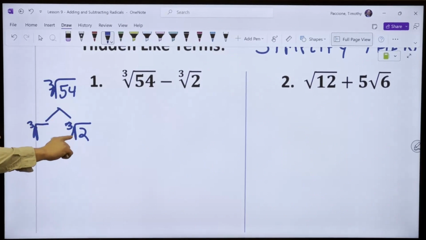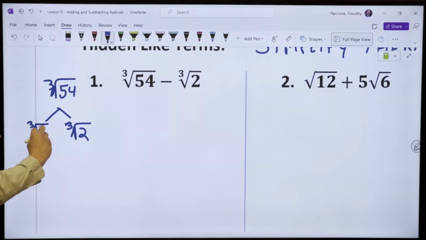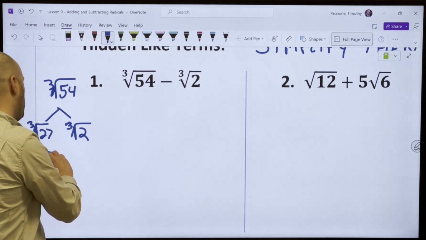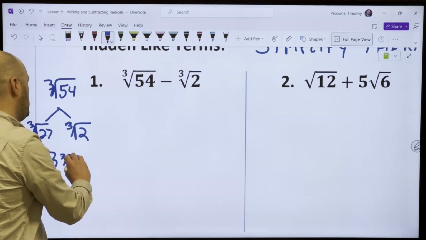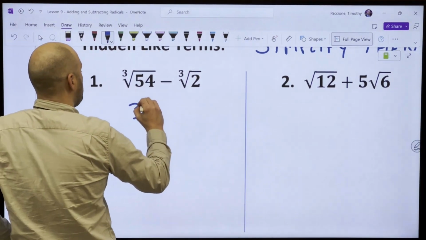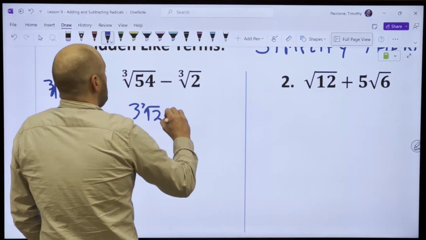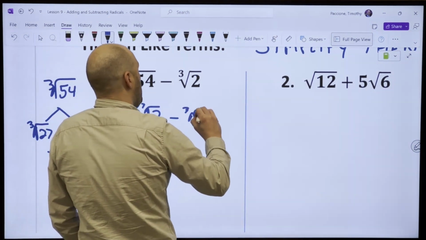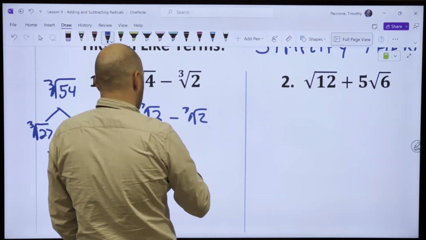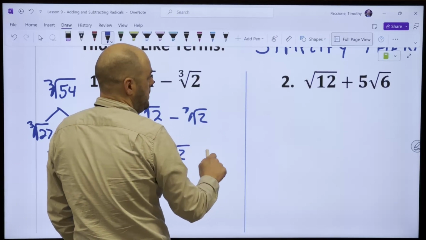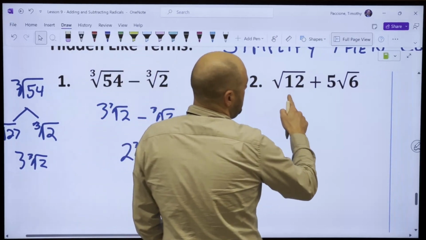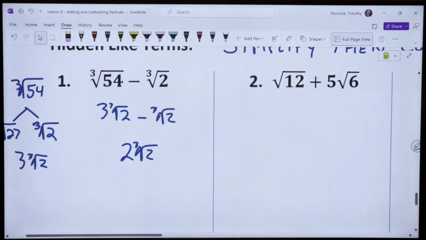And if I divide by 2, I get 27, which is what I was hoping for. Now I have that perfect cube that I can turn into 3 third root of 2, right? So this is 3 third root of 2 minus third root of 2, or 2 third root of 2, okay? Here, what do we think?